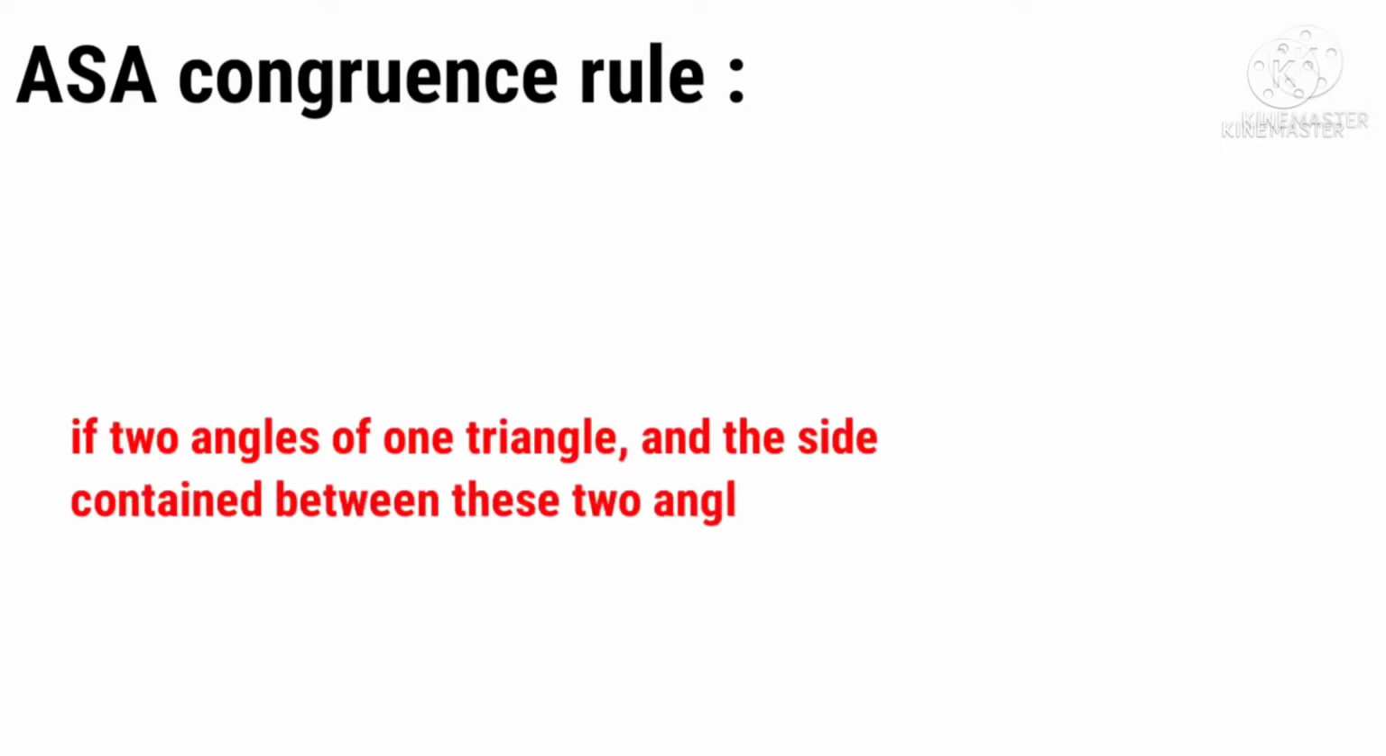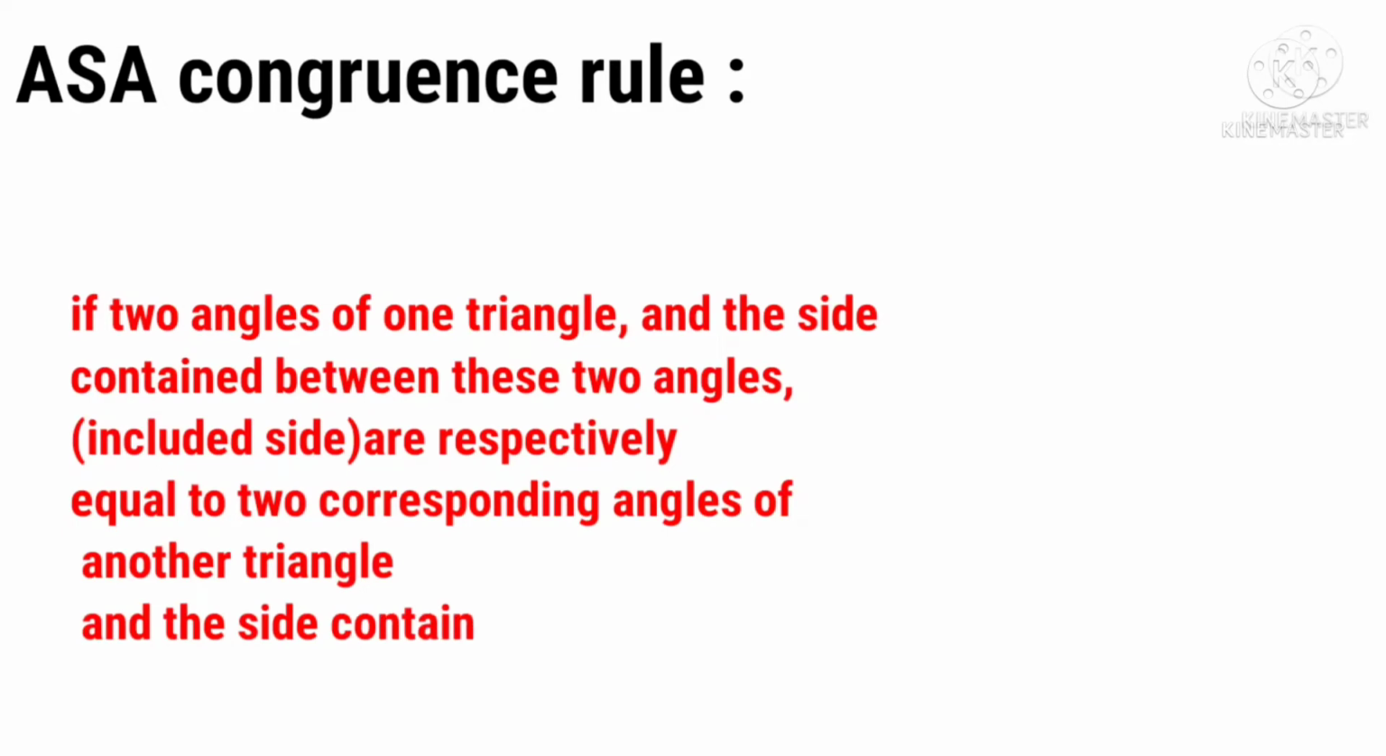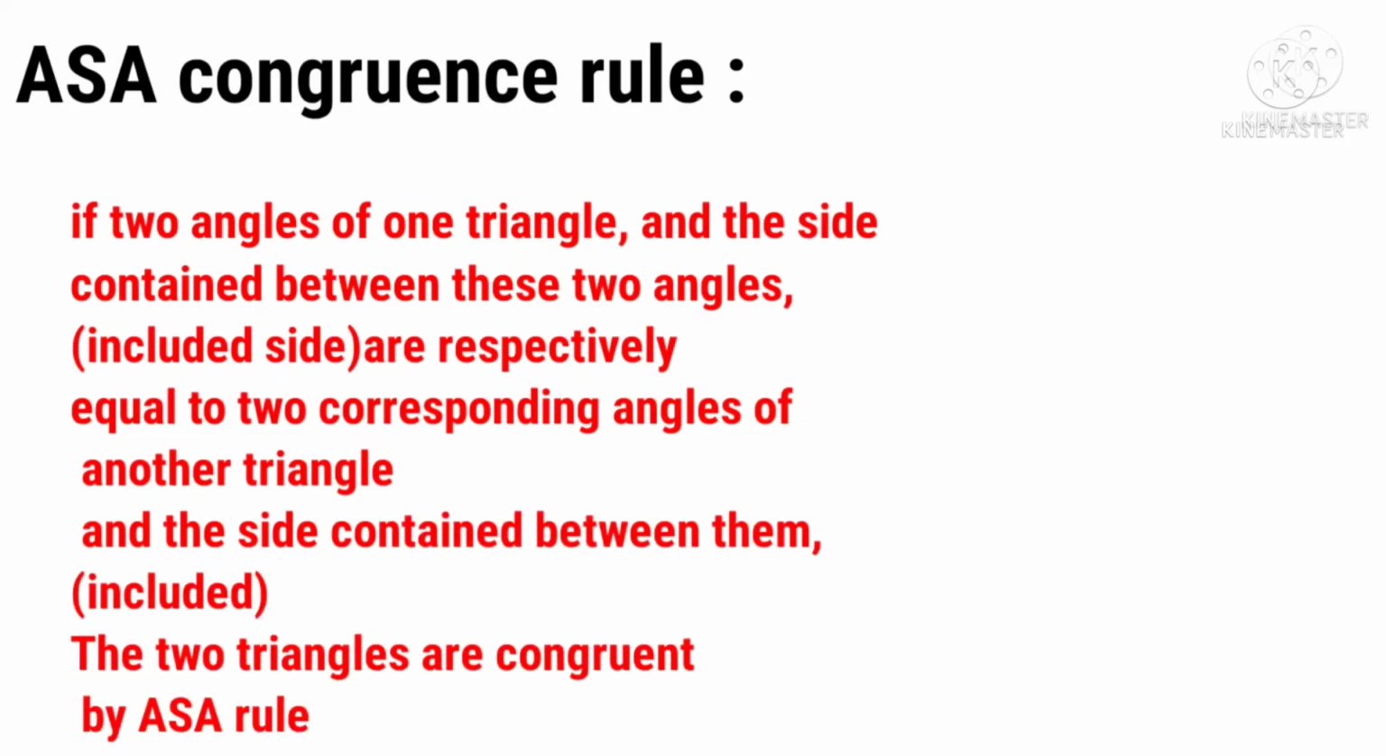So we can say if two angles of one triangle and the side contained between these two angles, that is nothing but the included side, are respectively equal to two corresponding angles of another triangle and the included side, then the two triangles are congruent by the angle side angle rule, that is the ASA rule.